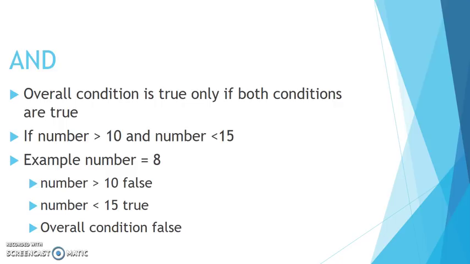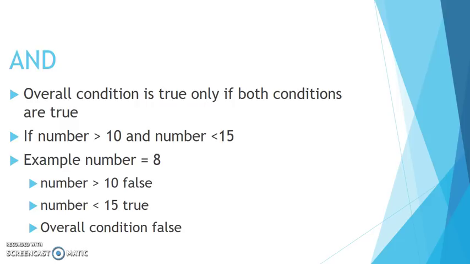So if we're talking about the and operator, the overall condition is true only if both conditions are true. So if we look at our example here, where if number is greater than 10 and number is less than 15, let's look at some examples to see when it evaluates to true and when it evaluates to false. So if we have an example where our number is 8, then let's look at the two conditions separately and then put them together.